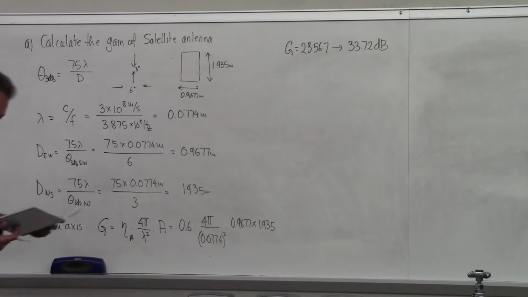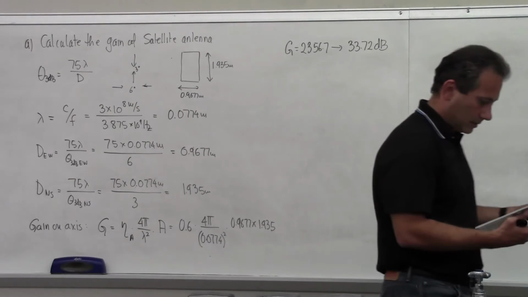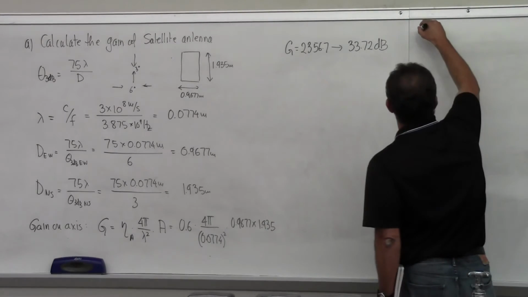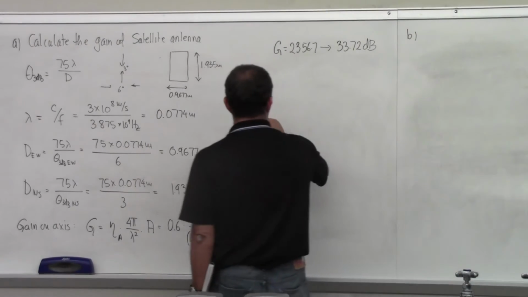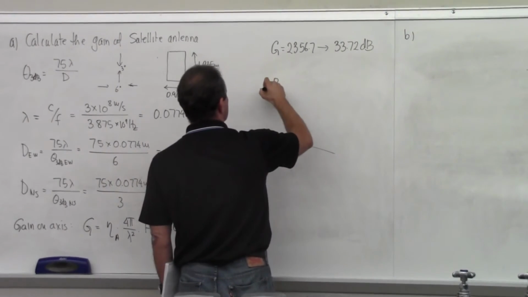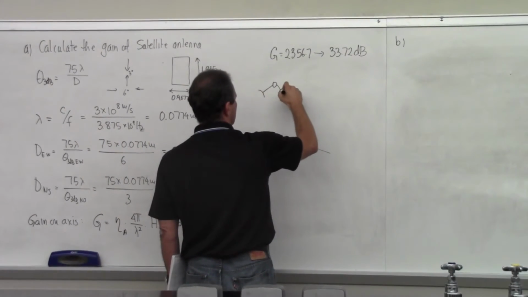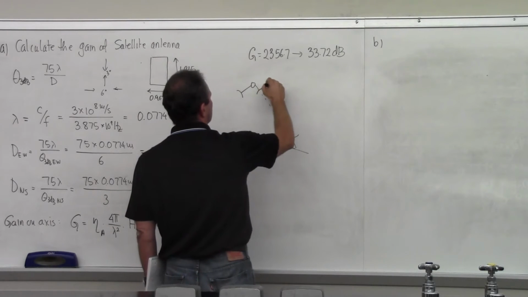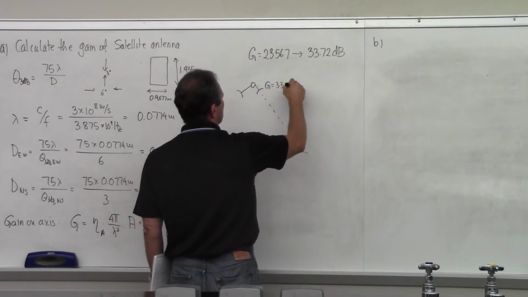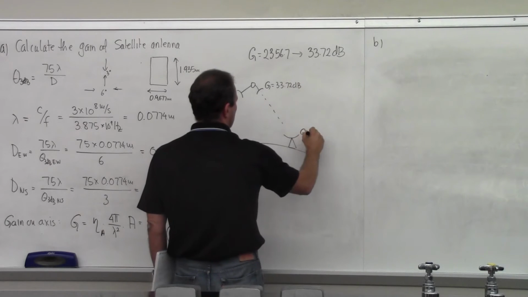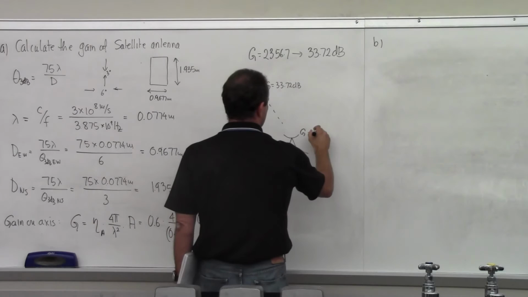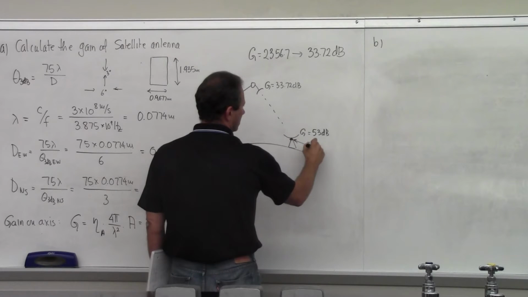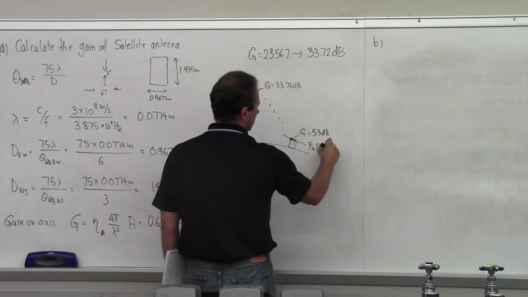Part B. Calculate carrier power at the receiver of the Earth station. So for part B, let me redraw my picture now. Here's our satellite that received the signal. Now it's rebroadcasting towards this Earth station here. And we have calculated that this gain is 33.72 dB. We know that this gain is 53 dB. And we're wondering what is the signal received at this point in dBW.